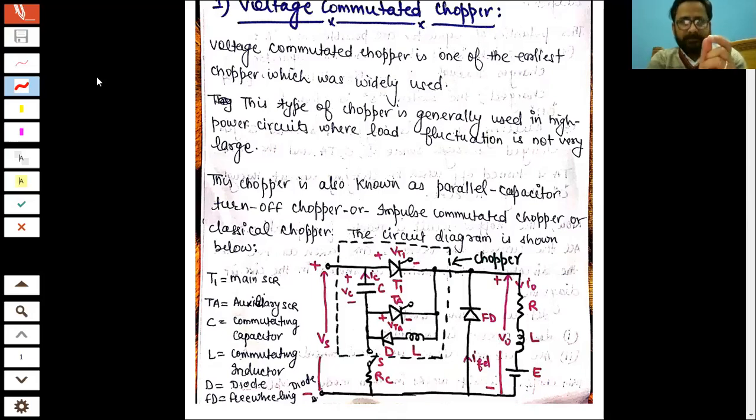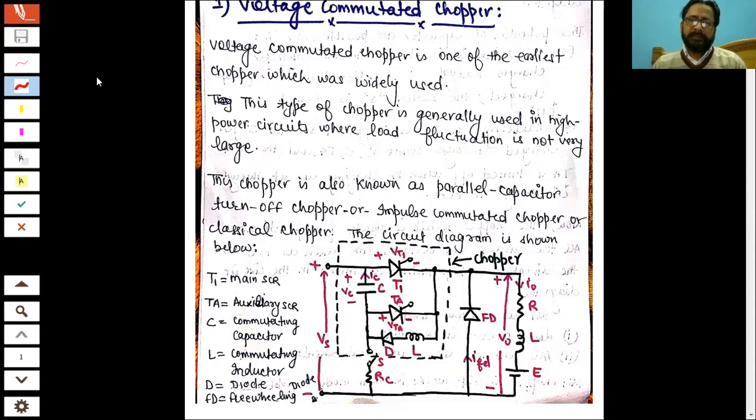In chopper circuits, the chopper is basically shown with the symbol of a switch that you must have noticed. That switch is enclosed in a dashed square, and it is a symbolic representation of the chopper, because symbolically we mean that a chopper is a switching device which is being turned on and off. But actually a chopper itself consists of SCRs and the commutation circuit, right?